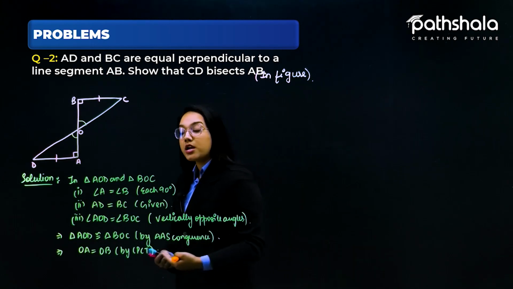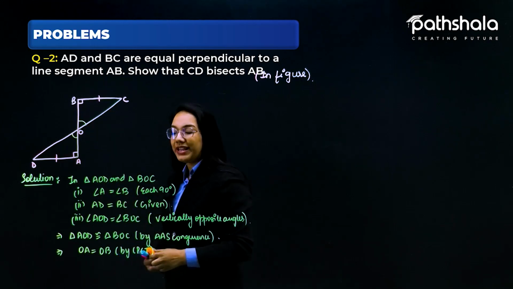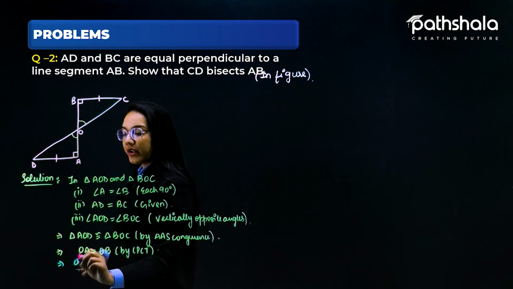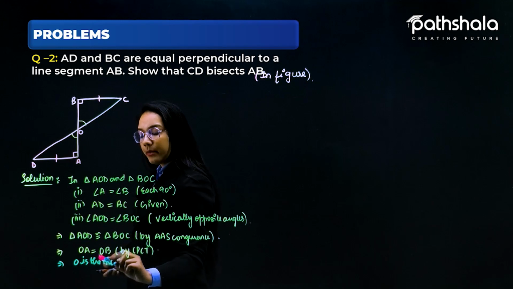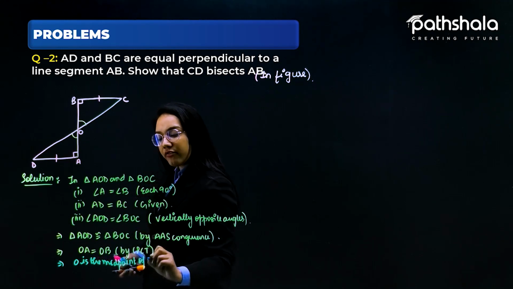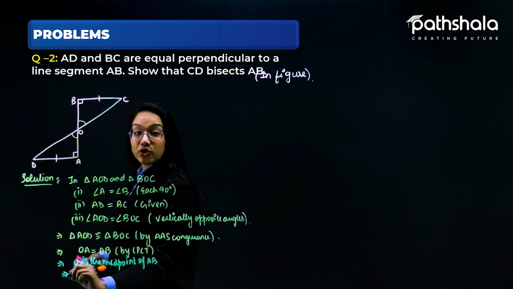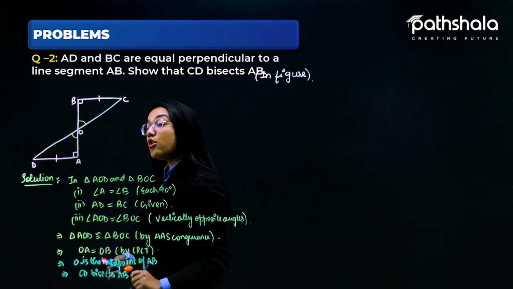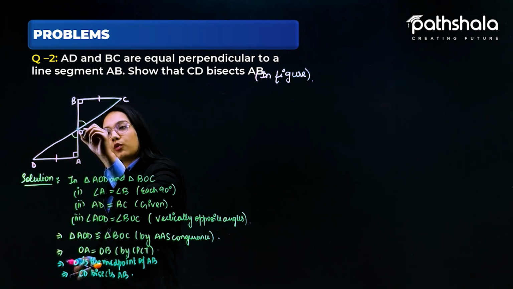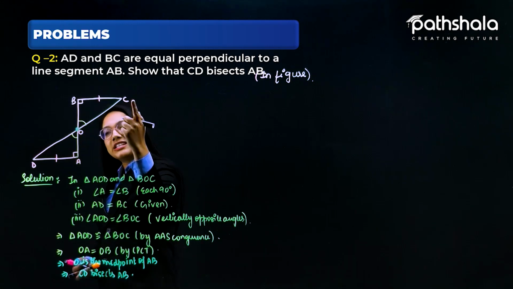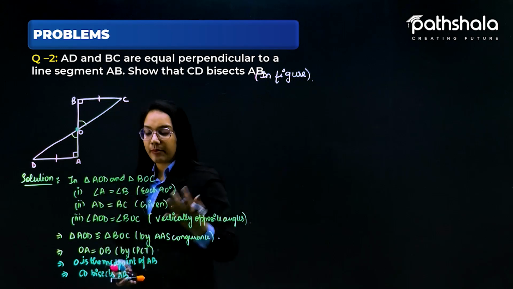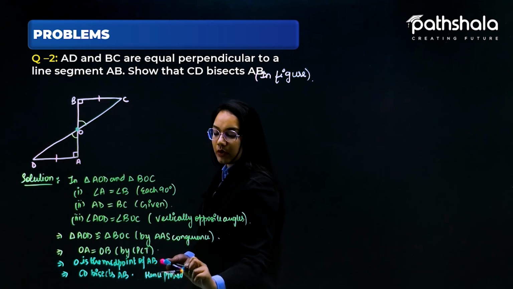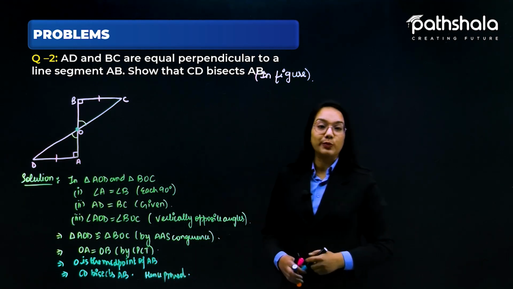So by CPCT we can say that OA is nothing but equal to OB, and if OA is equal to OB, it definitely implies that O is the midpoint of AB, which implies that CD bisects AB. CD bisects AB because CD is actually intersecting AB at the particular point O. So if O is the midpoint and CD is passing through this point O, it definitely implies CD bisects AB, and hence this is nothing but the solution set for this particular question. So this is all about the question number 2.